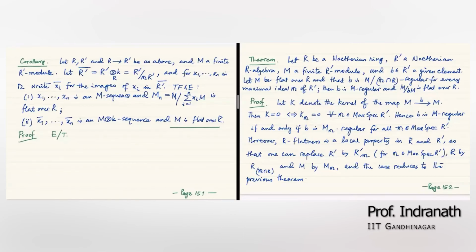So in R and R dash, one can replace R dash by R dash_m, for m in max spec, and R by, you take the contraction of this maximal ideal for R, and replace M by M_m, and the case reduces to the previous theorem. Now, what is that previous theorem? The previous theorem is basically, you can also treat it like a special case of this corollary, right? So do you see how we are invoking this corollary, or you can even take that map u, etc., and the injectivity. So do you see what is happening out here? What reduction step we have taken?